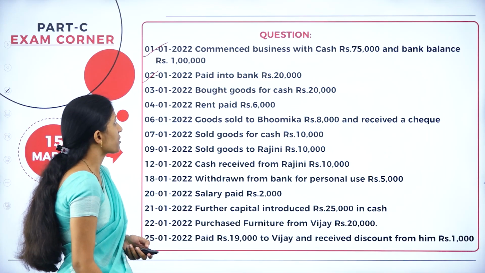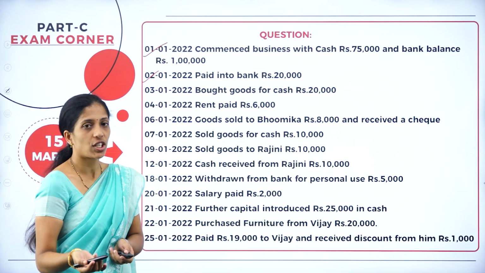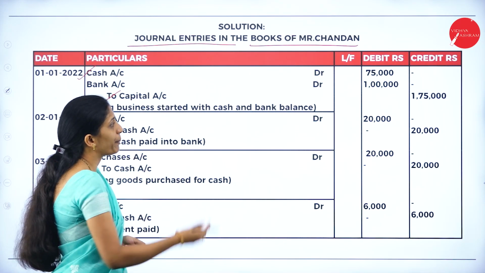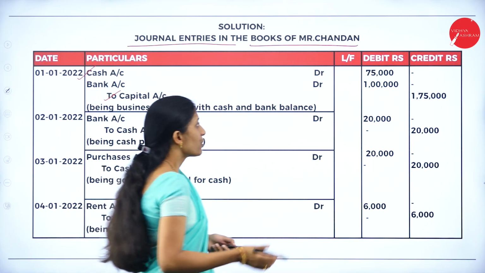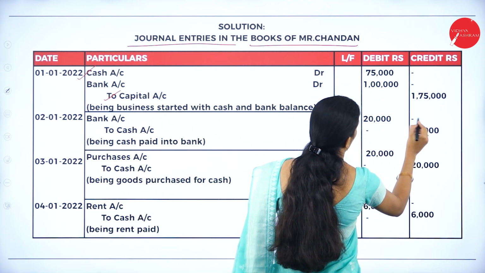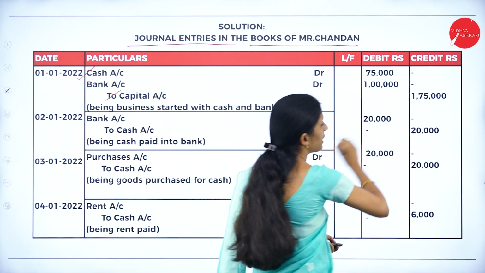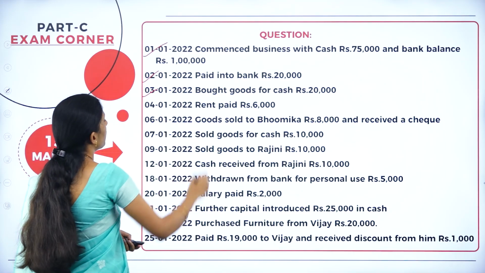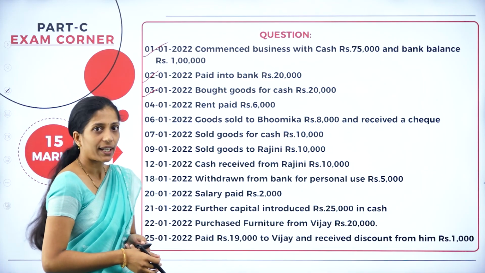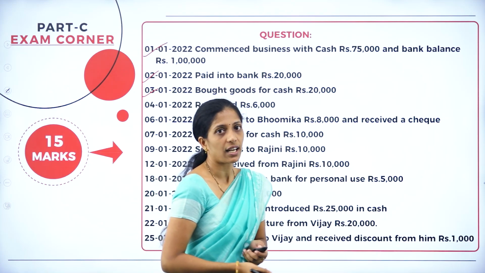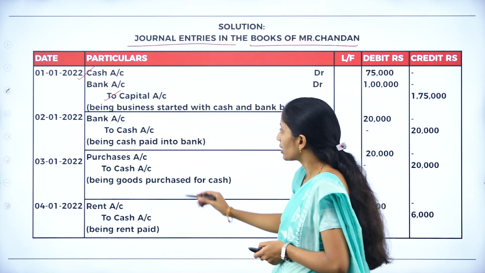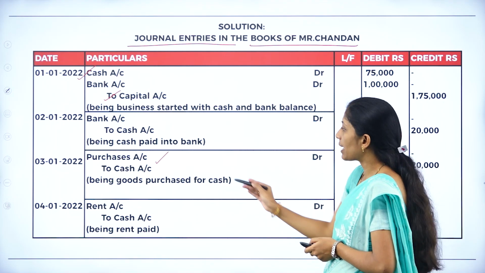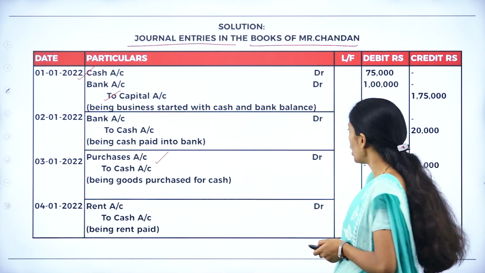Next, 2/1/2022 paid into bank. What is the journal entry? Bank account debit to cash account, being cash paid into bank, you will write the amount here. So here also while writing the amount, this should be dash and you have to write in the same pattern. Okay. Next is 3/1/2022 bought goods for cash. What is the entry? Purchases account debit to cash account. So your third journal entry is purchases account debit to cash account. Narration being goods purchased for cash.